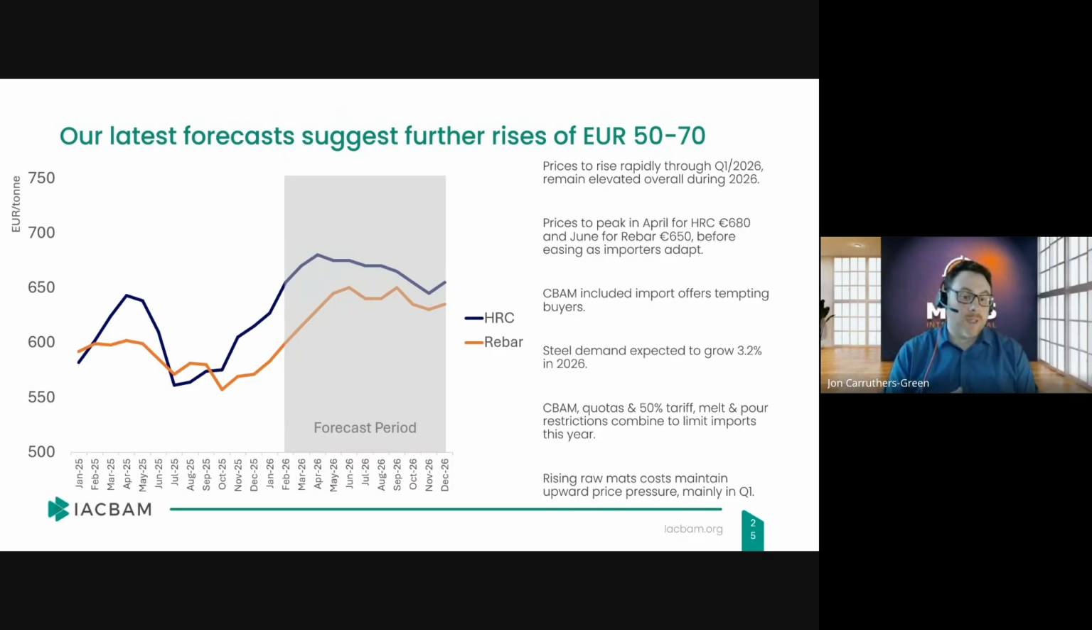So we're expecting prices to increase steadily through this first quarter. Our forecast team already suggested we're going to see big price increases this month, which has happened, and we're expecting to see further price increases. Once again, because the CBAM costs don't actually realise until 2027, a lot of this is due to the uncertainty that CBAM's bringing along.